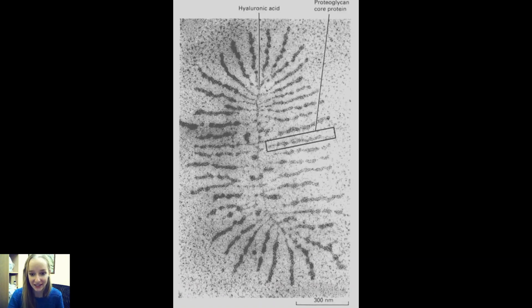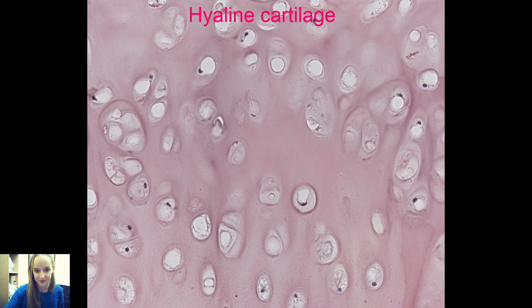This is how it looks like. So really what we can see here, probably somewhere here, is the protein core, and here should be those brushes from glycosaminoglycans. So this is just one proteoglycan that is attached to the hyaluronic acid right here. And here we have the hyaline cartilage, the first cartilage.